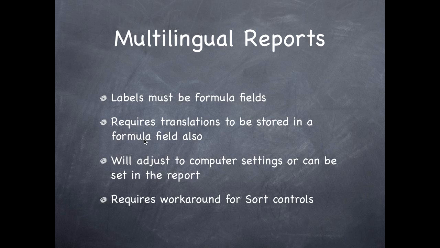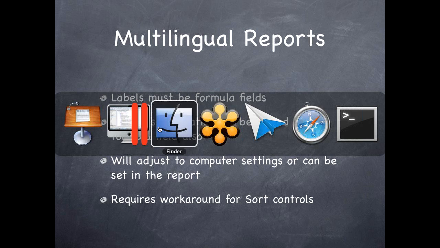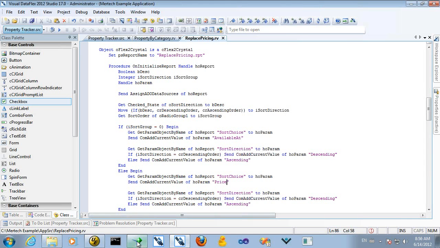But you can have it adjust the report based on computer settings, or you can make the report language an item that you pick. You'll also note here that a workaround is required for using sorts. Let's go and take a look at what it actually looks like when we do this.